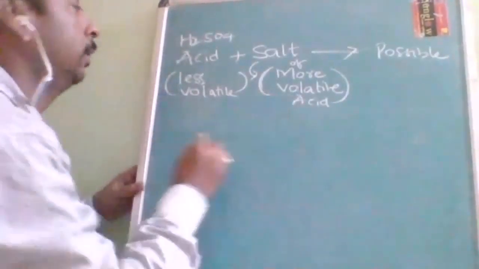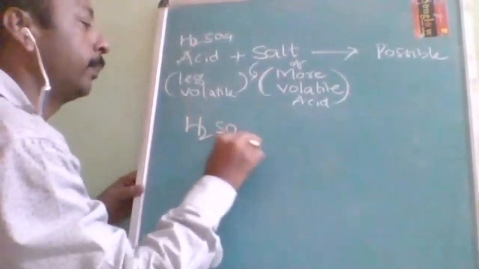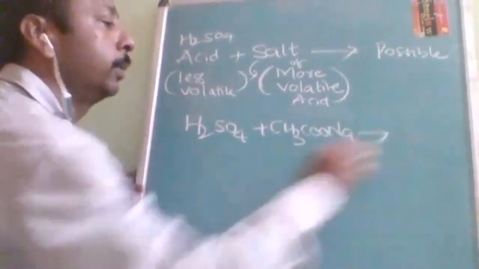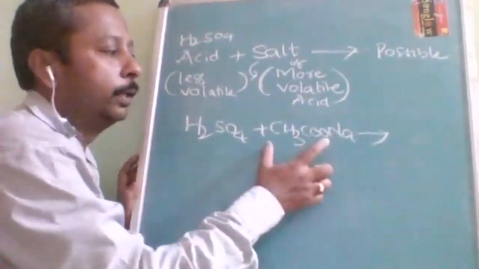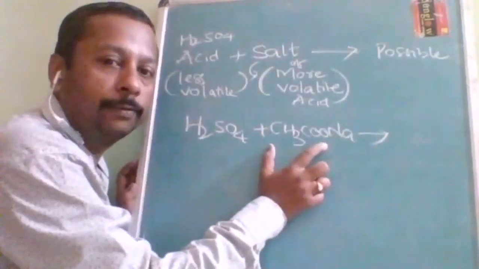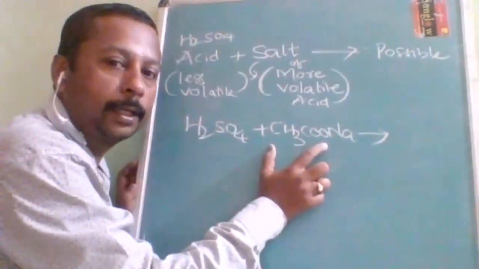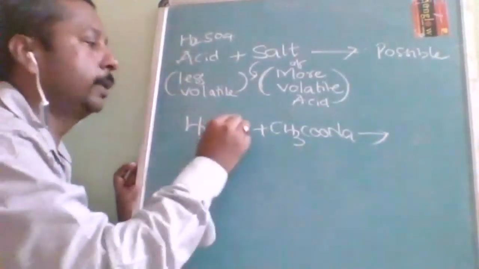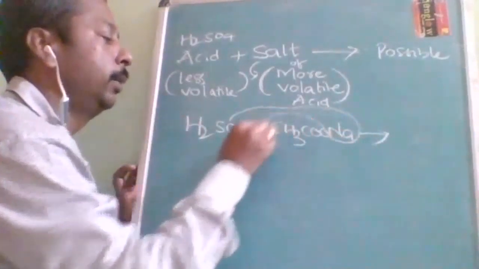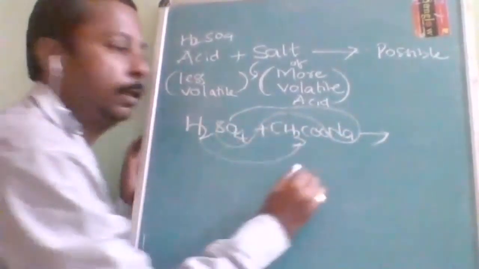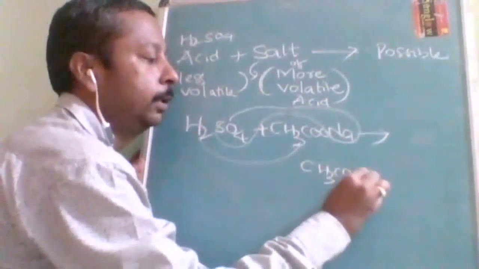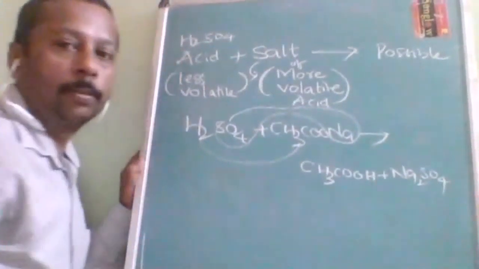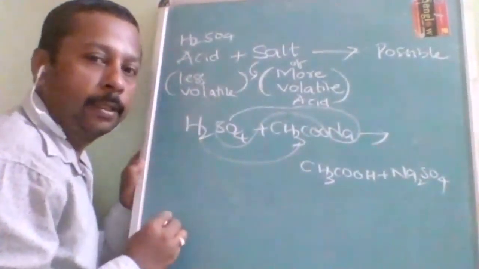Okay, so here let us take H2SO4, suppose CH3COONa. Is this possible or not? Here this is made up of what? Salt of organic acid, so more volatile. That means reaction is possible. If possible, simply replace it. So this will come along with this and this will go here. Then what is it going to form? CH3COOH and Na2SO4. This is possible.